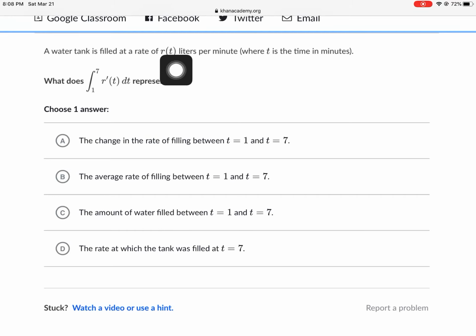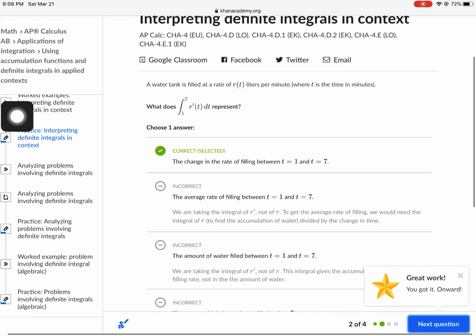The amount of water would be the integral of R, since R is the rate. And then the rate at which the tank was filled at t equals 7. I believe it's A, because notice this is talking about R prime. This is the derivative of the rate in this case. So that's saying the change in the rate of being filled. If it was, once again, just the integral of R, then it would be the amount of water that was filled. It would be the net change in the water. But we're going down basically to a second derivative here because R is already the rate.